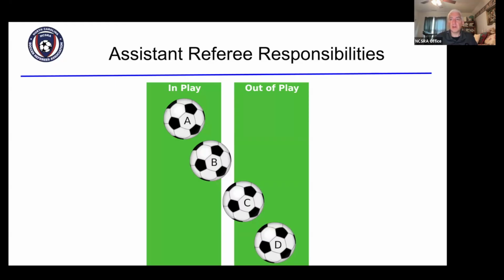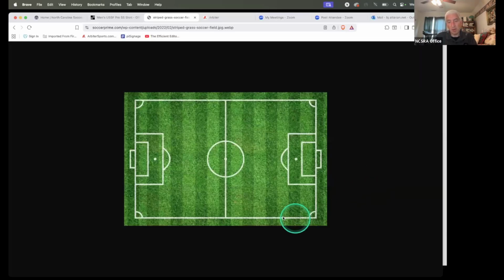Who has to make that call to see if that ball's crossed that line? Can the AR make a credible call from somewhere up here? If that's a close call, and we're going to see some clips where we have really close calls, no, we can't. You have to run as an AR. In fact, you might have to run more than the referee.